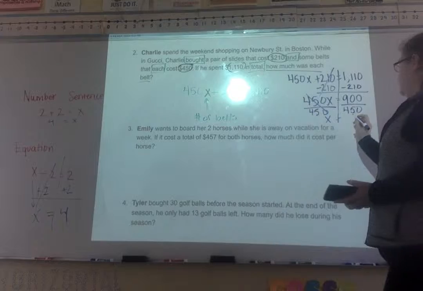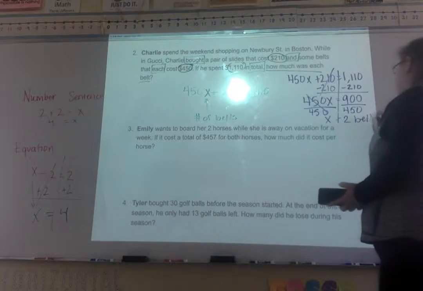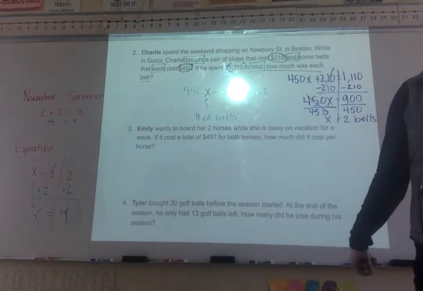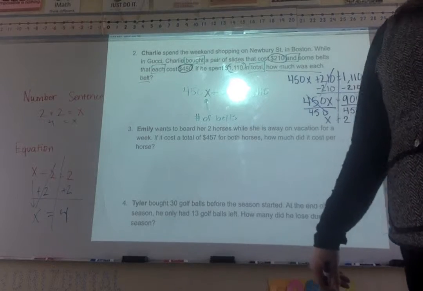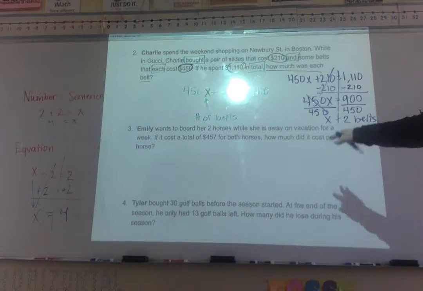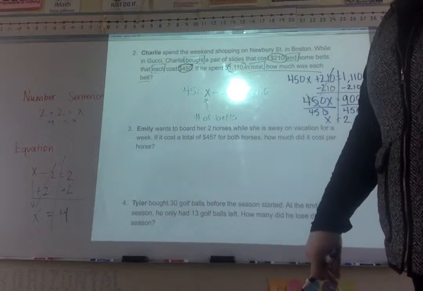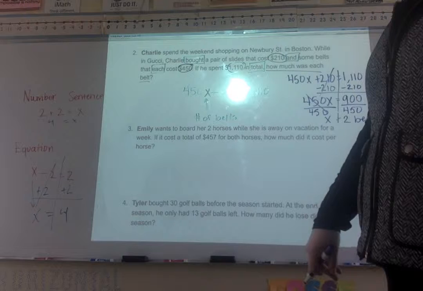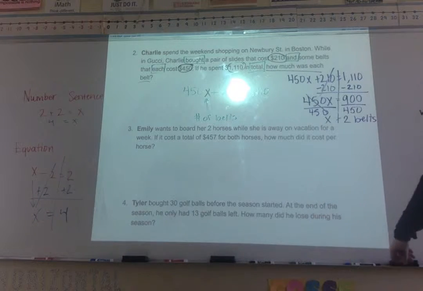900 divided by 450 is 2. She's right. It is 2. Only 2 belts. I mean, Charlie's got deep pockets, but maybe not more than 2 belts deep. Why? I want 2-3 belts. My pockets are definitely way shorter than this. My belts are like on sale at American Eagle for like $15.